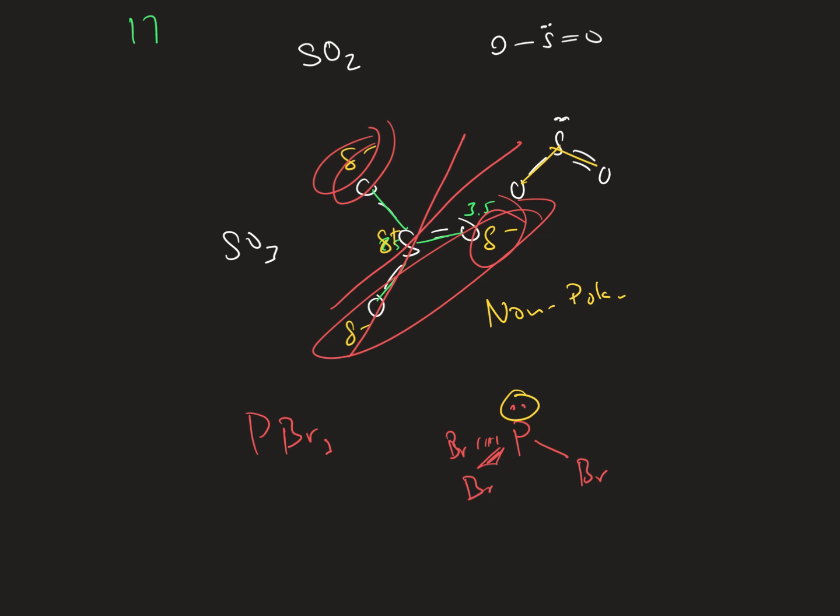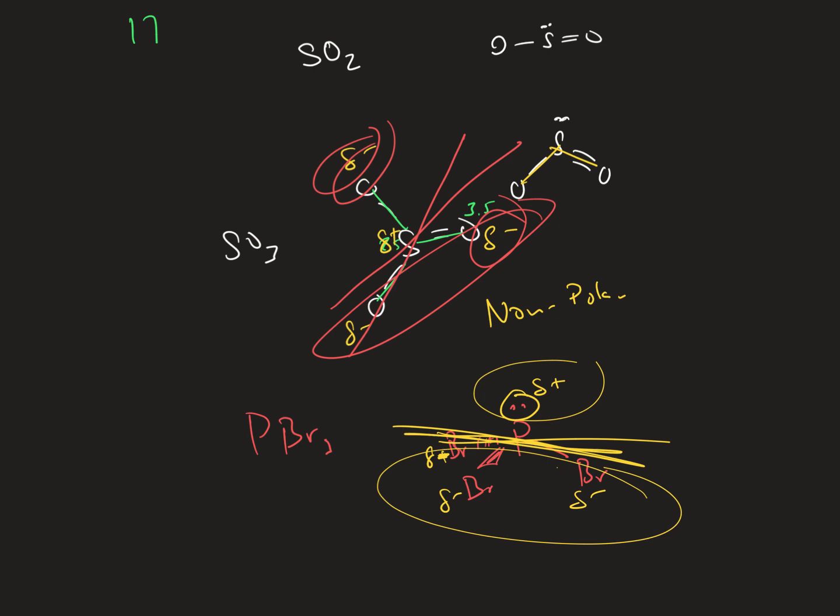But here we go. We can separate that. Is this partial positive or negative? Which one's more electronegative? Phosphorus? Bromine? Okay, that's partial negative, partial negative, partial negative, partial positive. We can separate them. Because of its geometry, all the negatives are down here and the positives are up there. That makes it polar. Does that make sense to everybody?